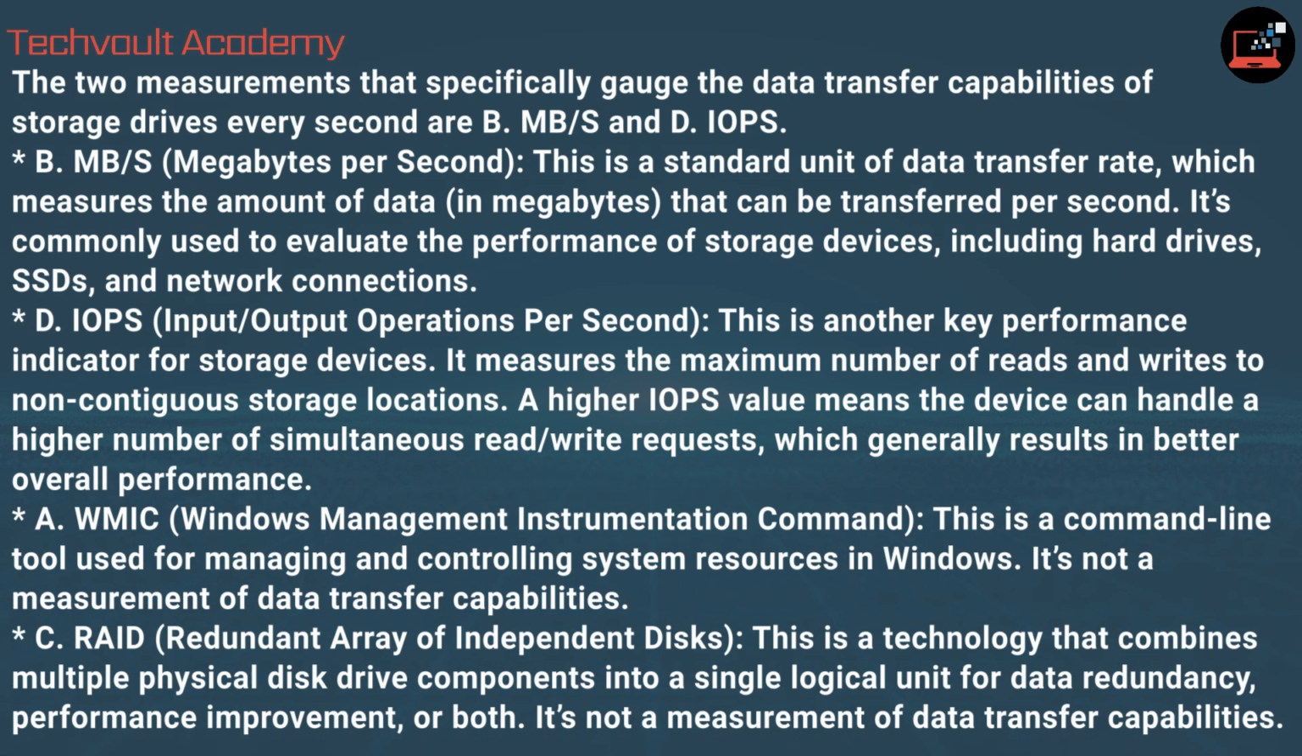A. WMIC, Windows Management Instrumentation command. This is a command line tool used for managing and controlling system resources in Windows. It's not a measurement of data transfer capabilities. C. RAID, redundant array of independent disks. This is a technology that combines multiple physical disk drive components into a single logical unit for data redundancy, performance improvement, or both. It's not a measurement of data transfer capabilities.